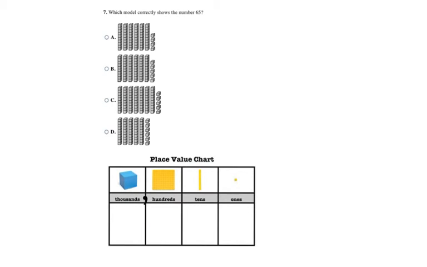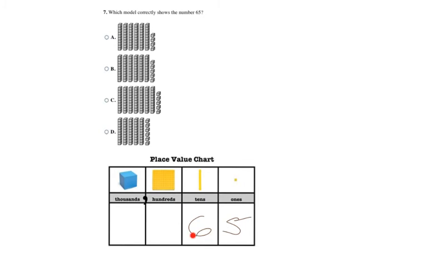Here we have models to represent a number, and so that's where we go back to these models that I talked about up here, about which one represents each number. Down here, it says which model correctly shows the number 65. So if I put 65 into my chart, starting with the ones column and working to the left, I see that the 5 is in the ones column. So that means I'm going to have 5 of these 1 pieces.